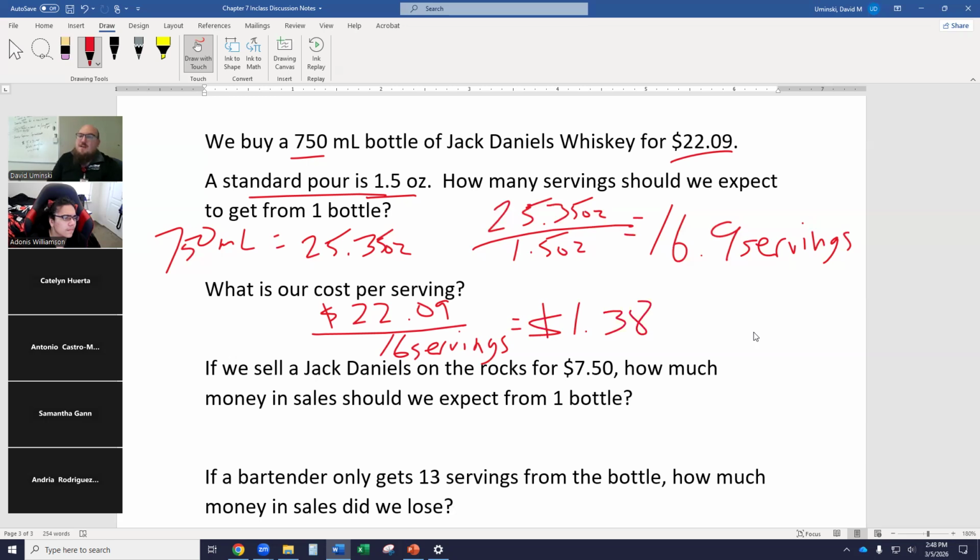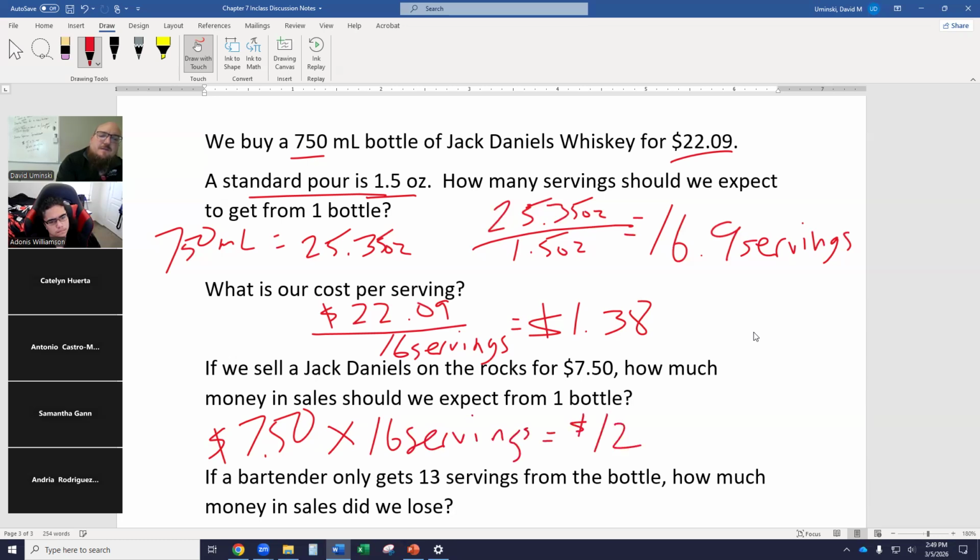Okay, if we sell it on the rocks for $7.50, how much money should we get from one bottle? $7.50 times 16 servings is 120 even. So that means when that bottle is empty, I should have at least $120 worth of sales in my cash register.